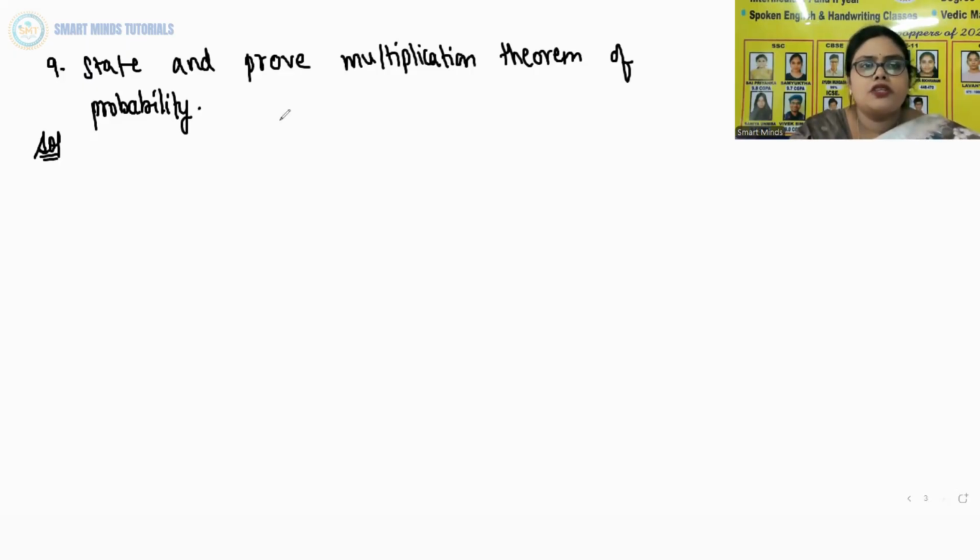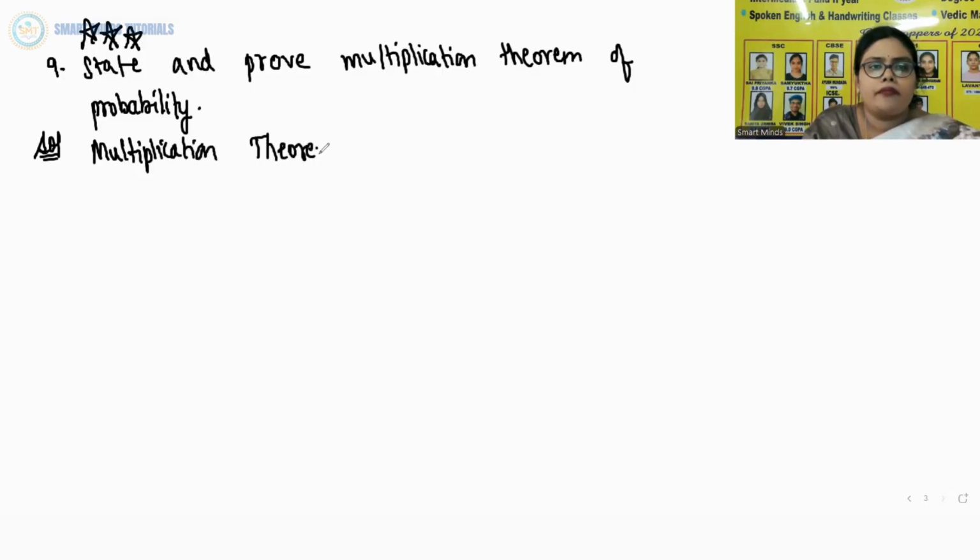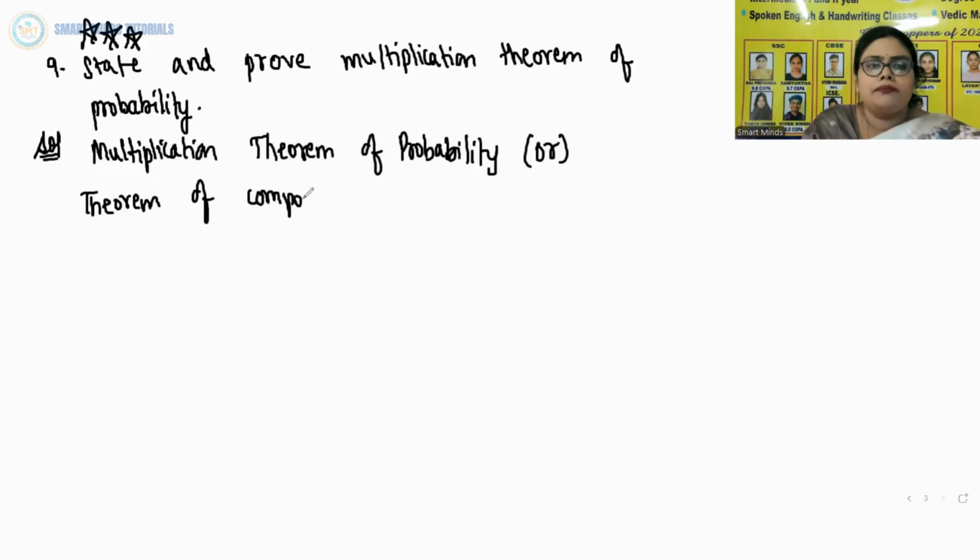Now take the next question. State and prove multiplication theorem of probability. Very, very important question. So let us put the side heading first. Multiplication theorem of probability, or theorem of compound probability. This is also called as theorem of compound probability.